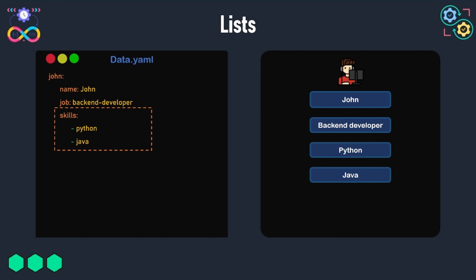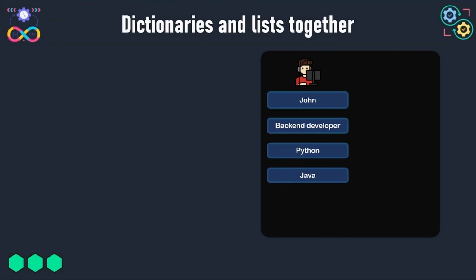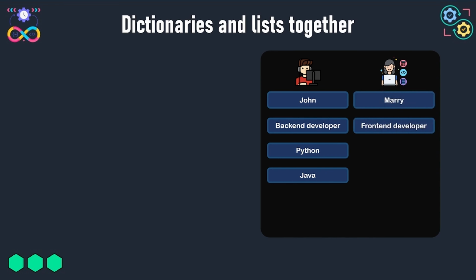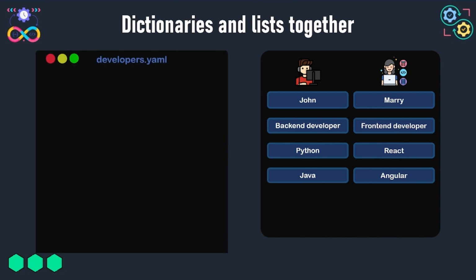To make this example more complex and to learn how to nest lists and dictionaries inside each other, in addition to the data of John, we will store in the YAML file some data about Mary, which is a front-end developer, and she can work with both React and Angular. Our YAML file is now called developers.yaml. We will first of all set the team key to developers, just to say that we are storing the data of our developers in this YAML file.